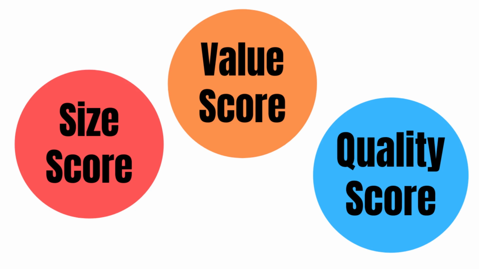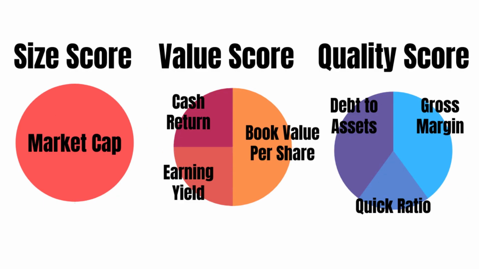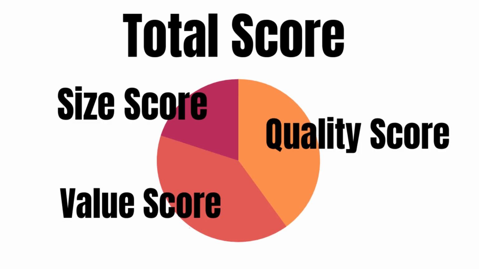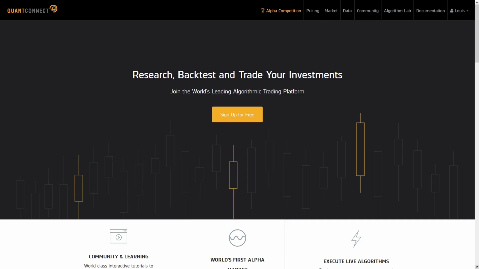Before we jump into the QuantConnect platform and start coding, let me recap the strategy one more time. Our algorithm will look at some of the most liquid stocks, and for each of these stocks it will calculate a separate size, value, and quality score. Thereafter, it will combine these scores into one total score. Based on this, the algorithm will then buy those stocks with the highest score. That said, let's now head over to QuantConnect.